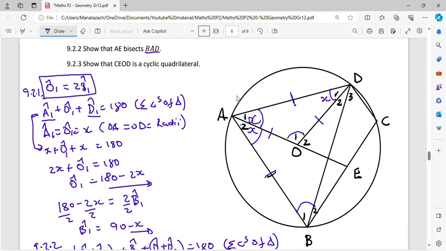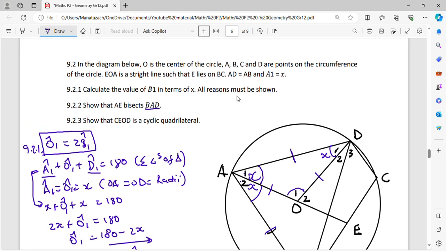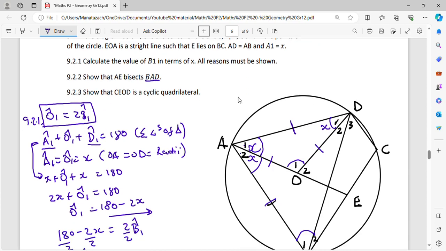Okay, now let's go to question 9.2.3. Show that CEOD is a cyclic quadrilateral. Okay, so here is CEOD. So a cyclic quadrilateral has this property. It means this angle is equal to that angle. So if you can prove that angle O1 is equal to angle C, then we would have answered the question.